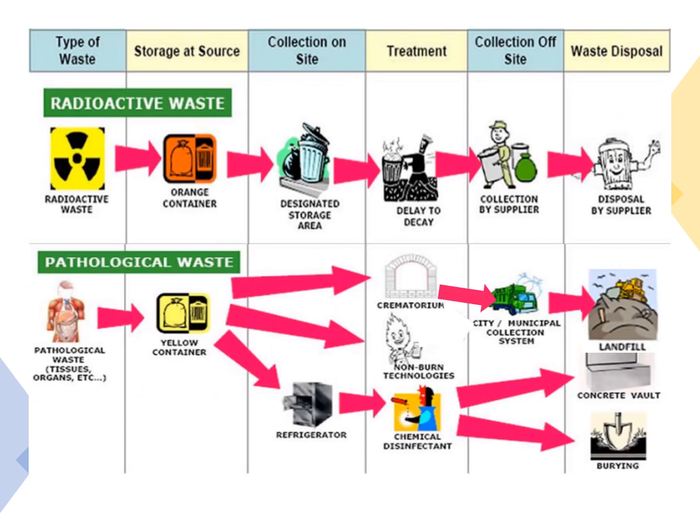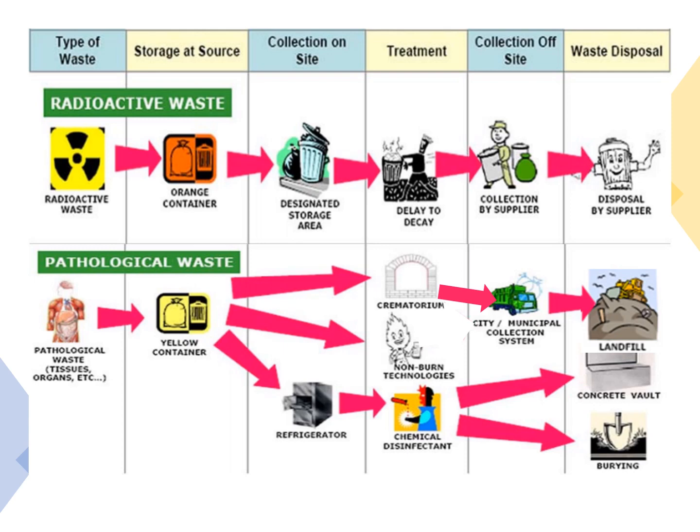company. For radioactive waste, these types of waste are placed inside orange-colored containers or bags, and then they are temporarily placed in the designated storage area. For their treatment, they undergo delay to decay, and then our radioactive waste are collected by the supplier. So it's the job of the supplier to dispose of these types of waste.